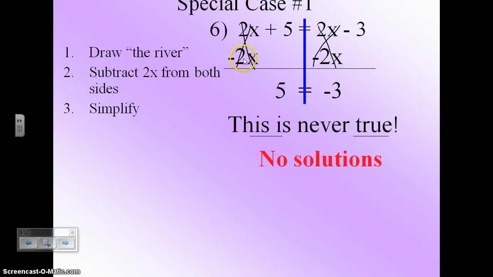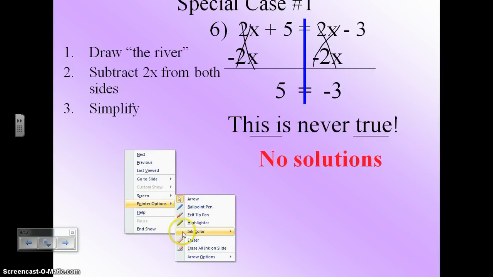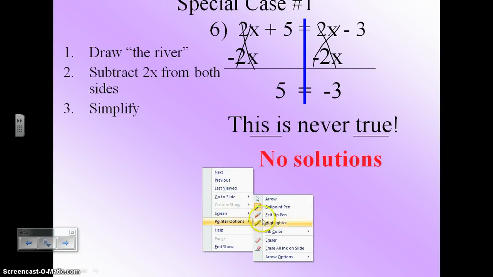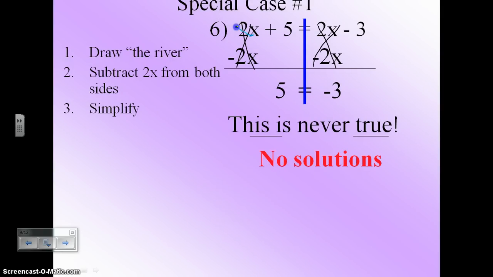So anytime you cancel your variables out, like we did on the 2, we canceled those out. Hold on one second. So I cancel these out. They're gone, and this is gone. My x's are gone. Okay? I cancel them out. I was left with 5 equals negative 3. Since that will never be true, it's no solution.